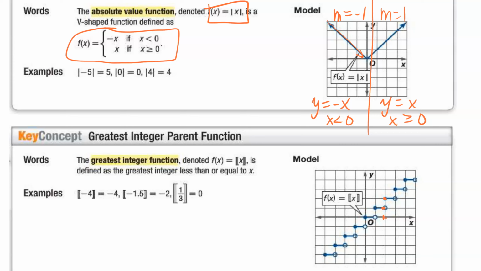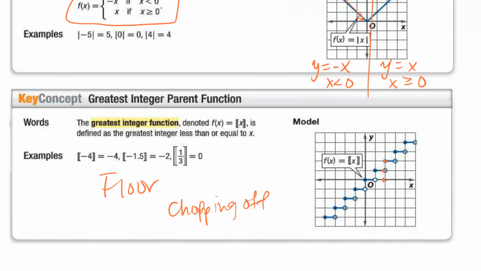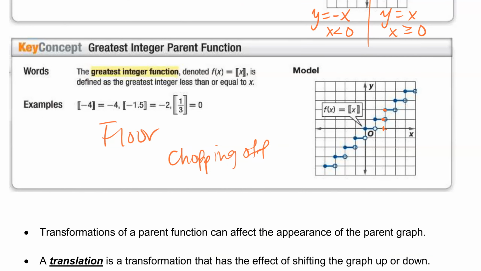Okay, so greatest integer parent function, also called a floor function. You're literally chopping off the decimal. Okay, that's not a math term. This is like a Miss O'Brien term, chopping off the decimal place. So you'll see this.